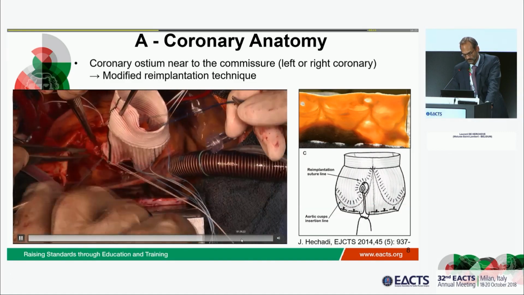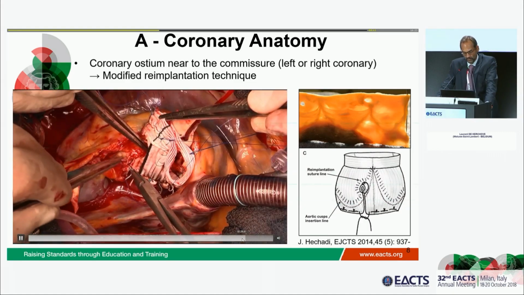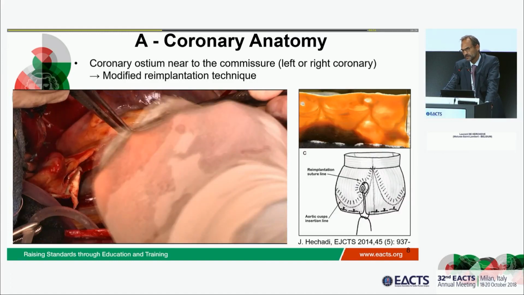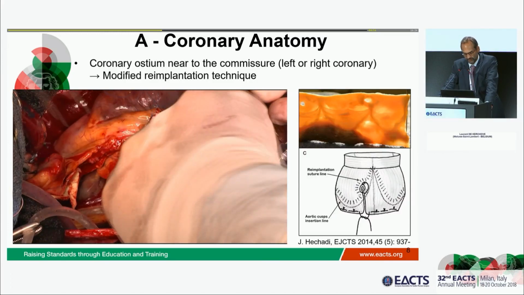And I will skip a bit of the movie because it's quite long. You see that we close the graft just below, so we keep this annuloplasty effect, characteristic of the valve sparing reimplantation technique, and this is the final result.